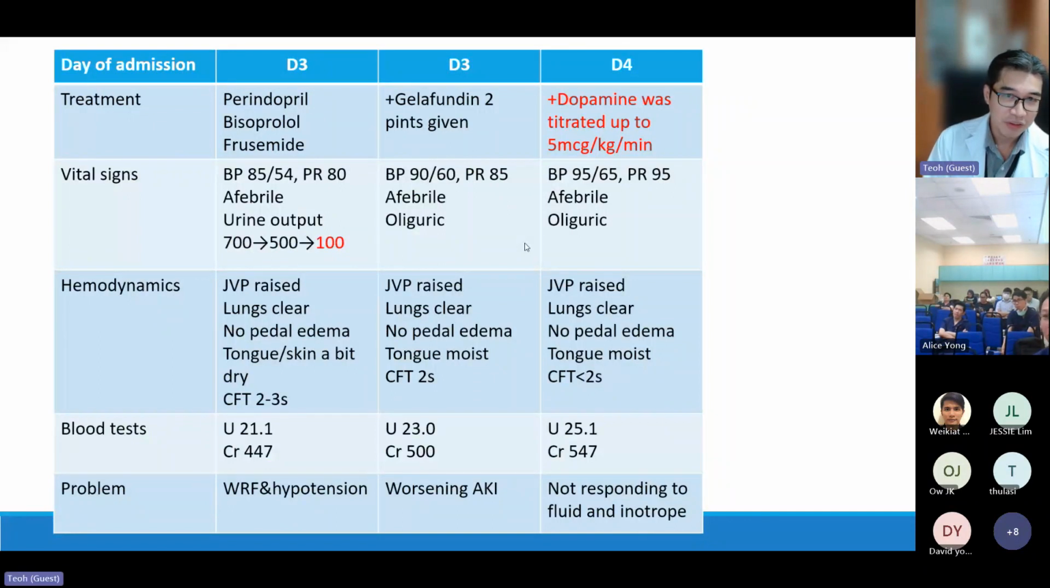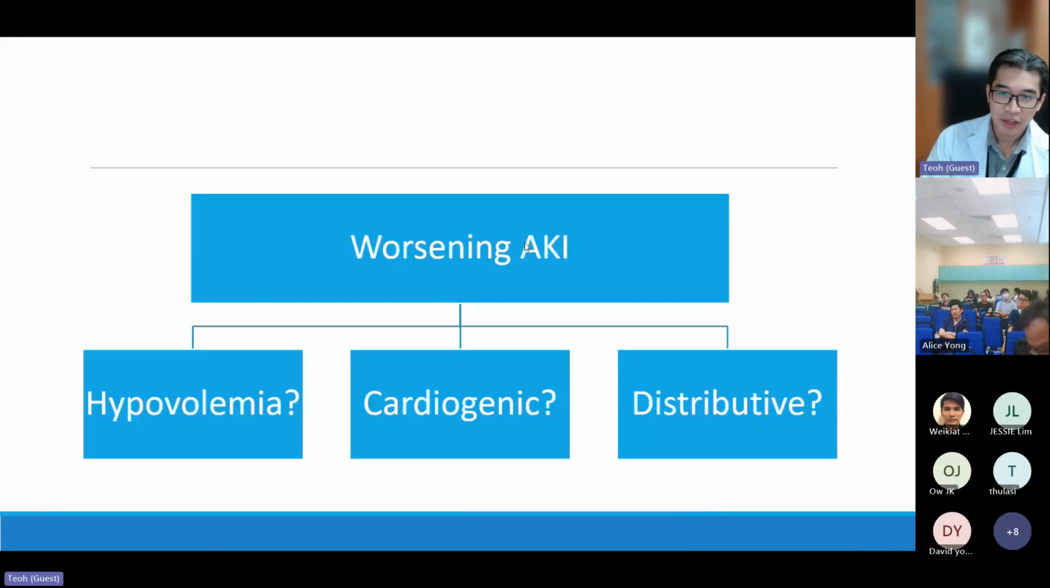Patient is still afebrile, but still oliguric. The physical examination is almost the same, except the capillary filling time is better now, perfusion is better. But you check again, urea is now 25. Creatinine is now 547. So your MO says, boss, not responding to fluids and inotropes. What else?